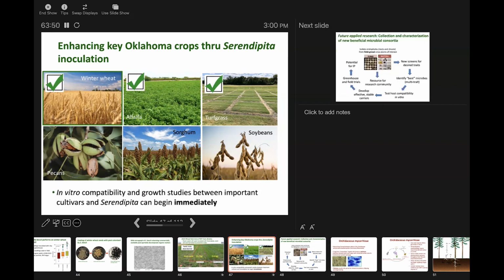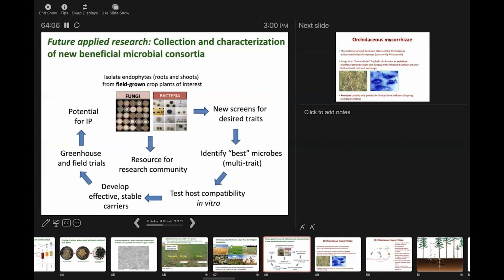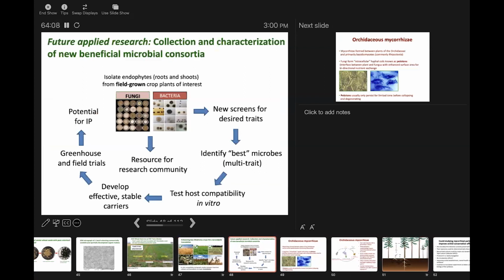Now, we are starting with our Serendipita strain, inoculating all of these already. We've gone out into the field and started collecting our turf grass microbes. This fall, we will start our winter wheat field trials. We're going to start new, and we're going to look for new things. So again, you want to improve wheat, go look in wheat. You want to improve Bermuda grass, go outside.